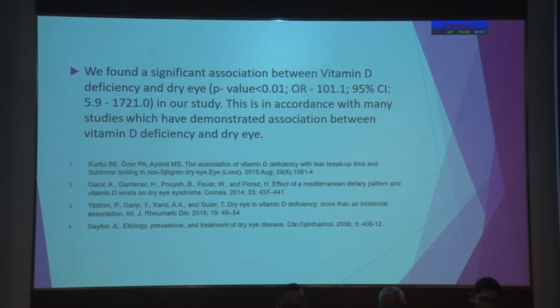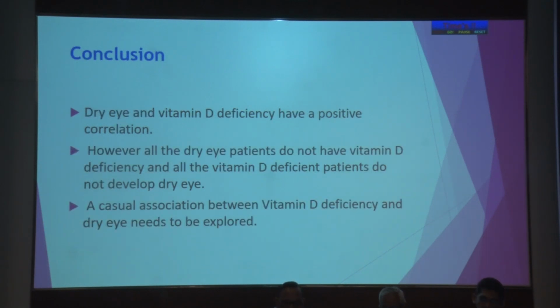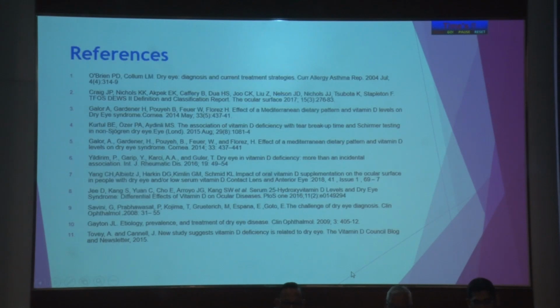So we found a significant association between vitamin D deficiency and dry eye in this study. The limitation of the study was its cross-sectional design, which precludes any conclusion regarding causality, and the severity of dry eye was not correlated with vitamin D levels. So dry eye and vitamin D deficiency have a positive correlation. However, all the dry eye patients do not have vitamin D deficiency, and all the vitamin D deficient patients do not develop dry eye. A causal association between vitamin D deficiency and dry eye needs to be explored. So we warrant further study to see the effect of supplementation of vitamin D in dry eye, to see whether it is causal or association or not. References.